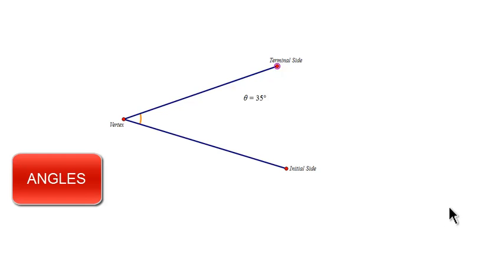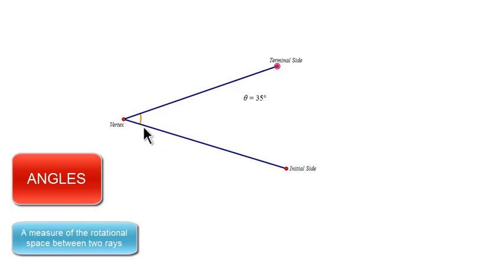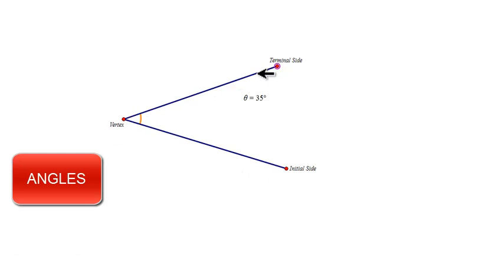This lesson is on angles. Angles are a measure of the rotational space between two rays. So here we have a vertex and two rays that extend from the vertex. You have an initial side, the side where the angle begins, then the vertex, and then the terminal side. The terminal side marks the end of the angle.